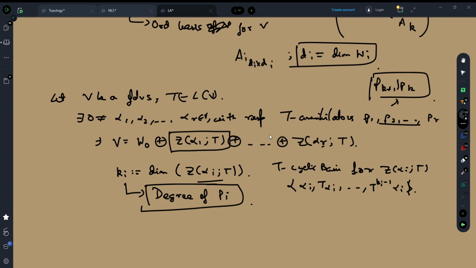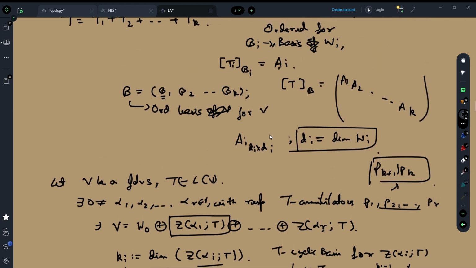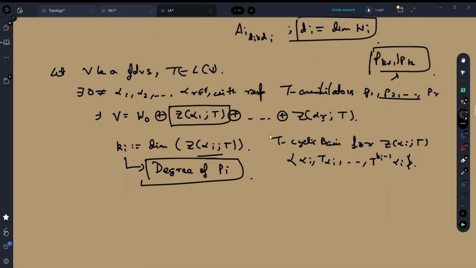Each of these Z alpha T's are T-invariant subspaces. W naught is a T-admissible subspace, so it's also a T-invariant subspace. So this is an invariant direct sum decomposition of V, right? Therefore, we can apply this observation directly to it.